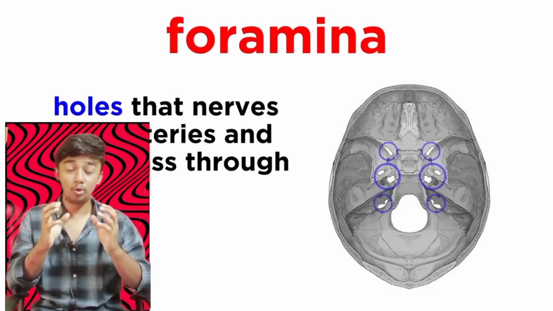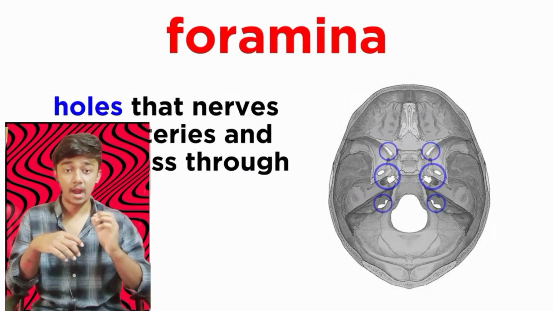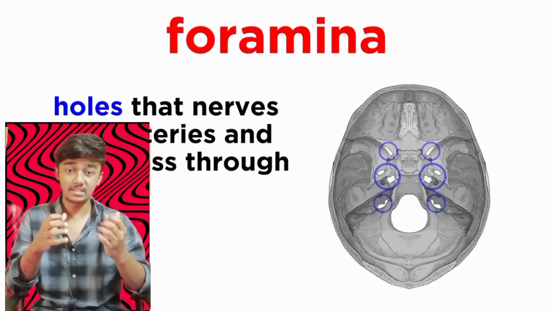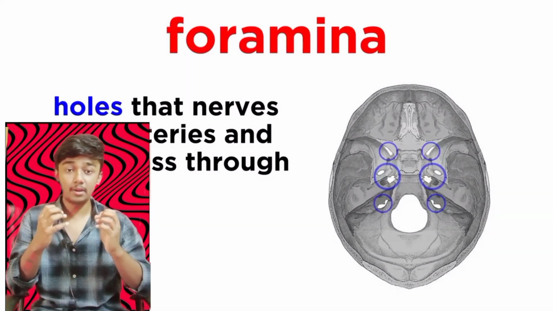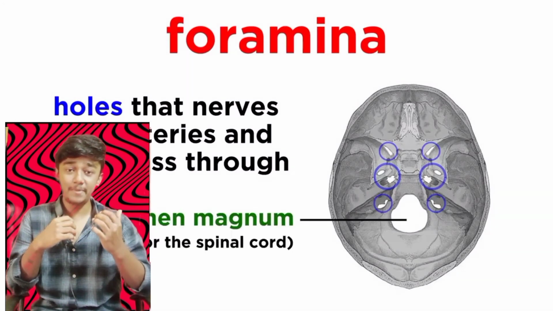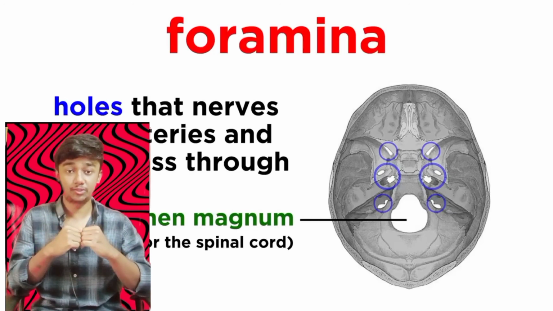These are the holes where nerves, arteries and veins mainly pass through. We should also notably mention the foramen magnum, which is at the base of the skull, and this is the hole where the spinal cord passes through.